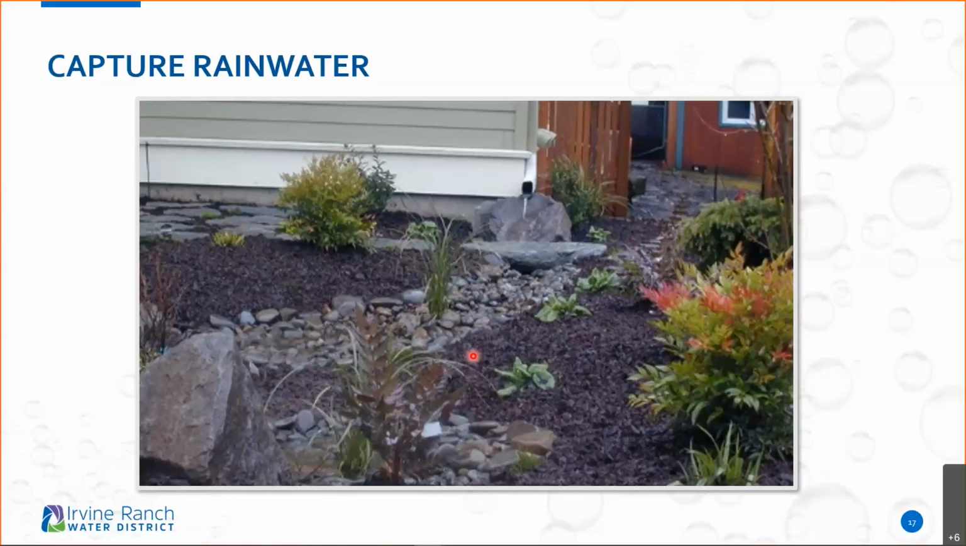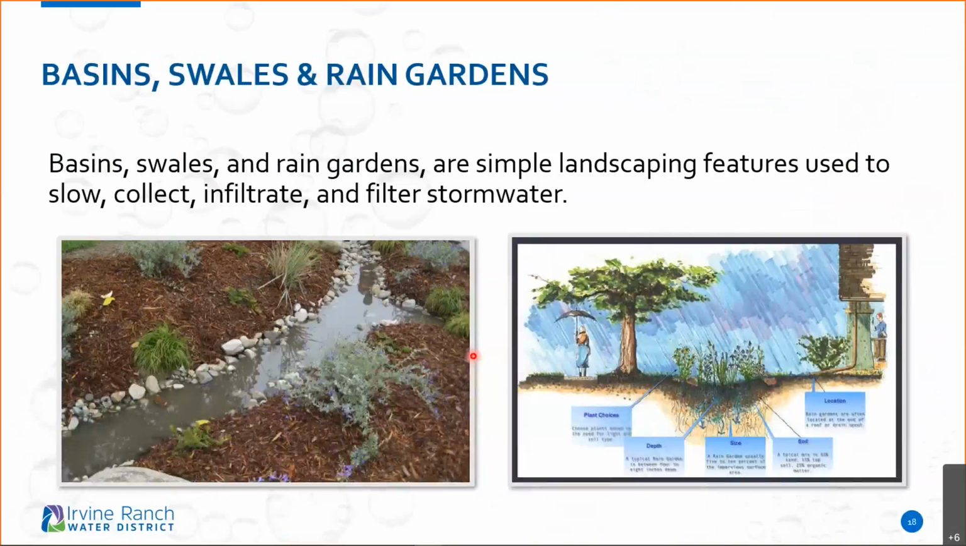So let's see. Here we go. Oh, great. Another thing is creating basins, swales, and rain gardens in our landscapes to collect that water. It also adds a nice little visual effect, having a dry creek or stream in your landscape. But once again, make it so it's able to catch that water and utilize it.